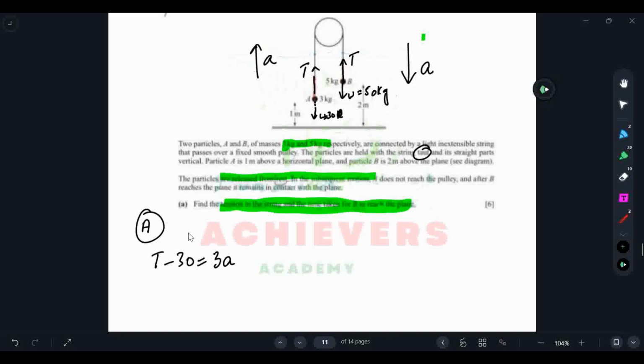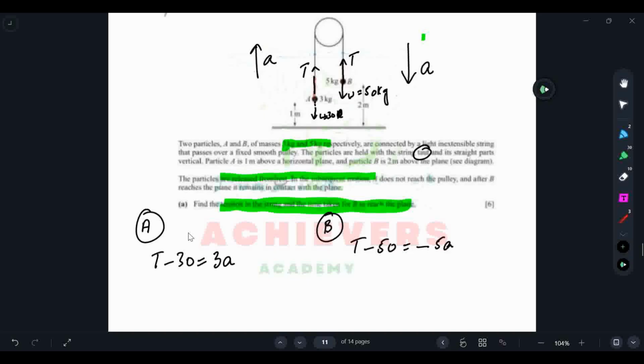Similarly, for particle B, we will have two forces. T is going upward, so T minus 50 is equal to, as the acceleration is going downward, I will take it in a negative way, so minus ma. M is 5, so minus 5a.